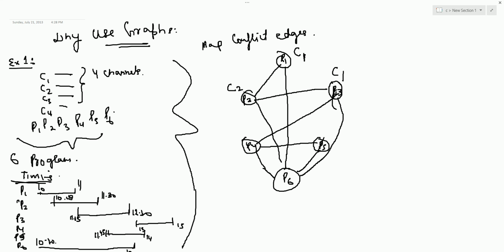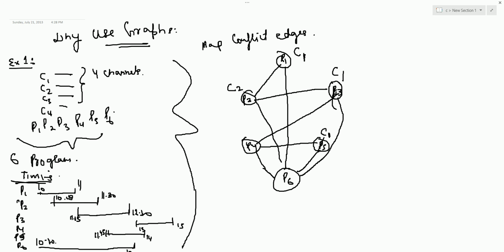Okay, so you can give C1 to P1 and this guy. You can even give C1 to P5, because P5 does not have a problem with this. Okay, so you can assign C1 here also. You can give C2 here. Okay, and what about P4? P4 has a conflict with P3, so you cannot assign it the C1 channel.